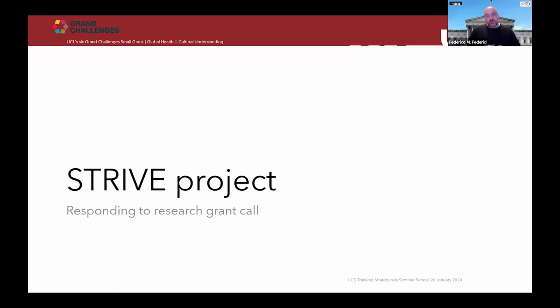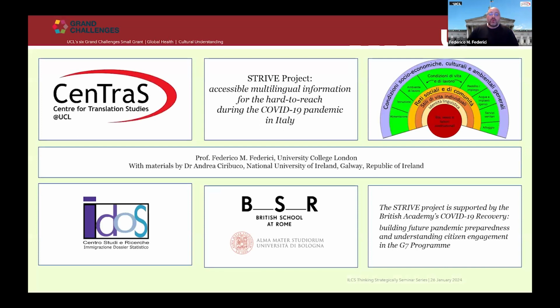So together with Andrea of the University of Galway, we had been looking at how multilingual communication may or may not reduce exposure to risk. And then this British Academy scheme came out that was looking at how we could build a better understanding of techniques, processes, mechanisms to have culturally and linguistically appropriate responses to the pandemic. So essentially, it was a big learning moment.